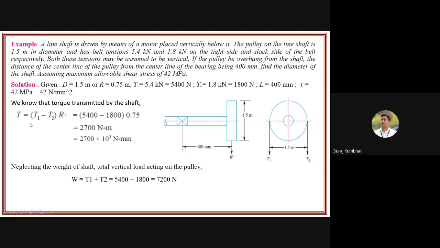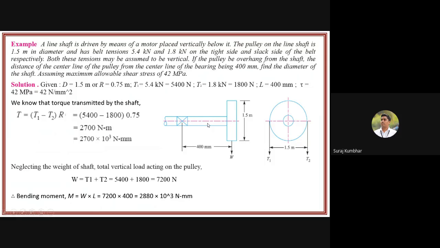Now the bending moment. The bending moment M is equal to W, the load on that particular pulley, into the perpendicular distance. So how much will be W? 7,200, that is the load, into length 400. So 2880 into 10 raised to 3 Newton mm. That will be the bending moment of that particular diagram.